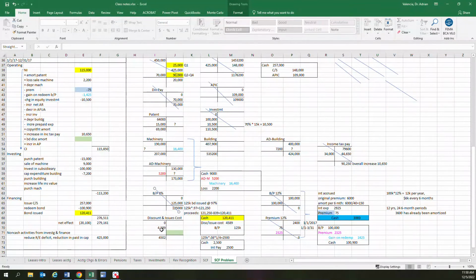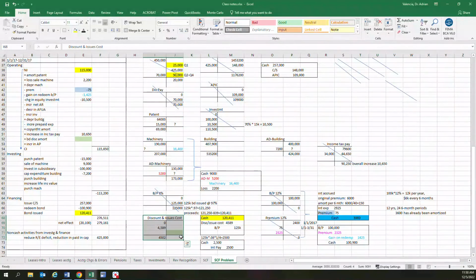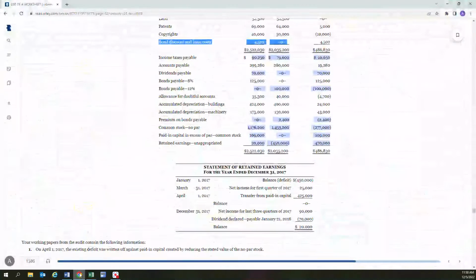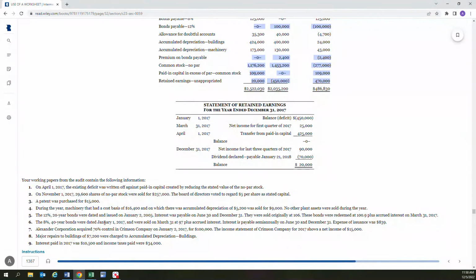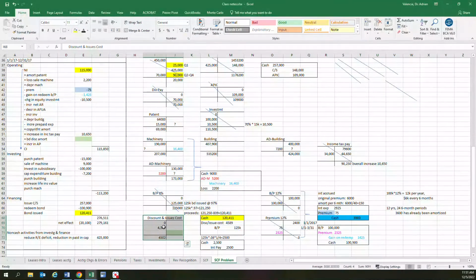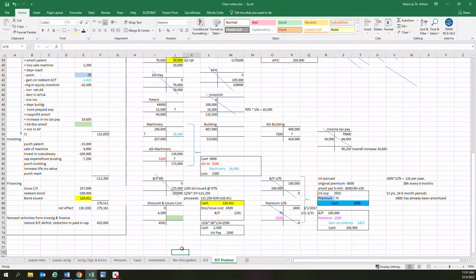And there's still something missing here on the discount and issue cost. What's missing is that this investor received 2 interest payments throughout the year. Let me go back over here. Okay, let me scroll down. This bond, the 8% bond, was issued on March 31st, right? And this bond is going to pay interest on June 30th and December 31st. So that's going to be 2 interest payments that the investor is going to receive. So let's go ahead and do that right now. I guess we could do this below right here. So, 2 interest payments.